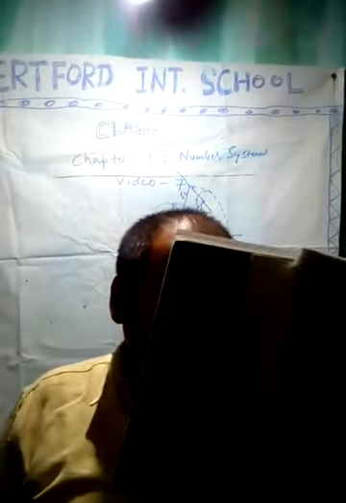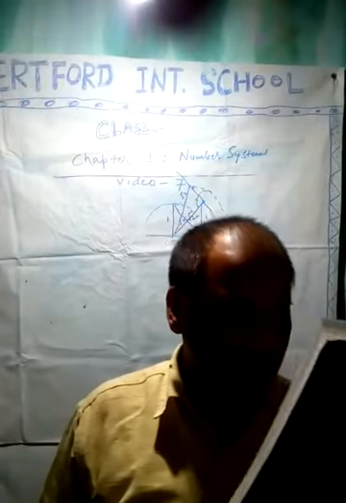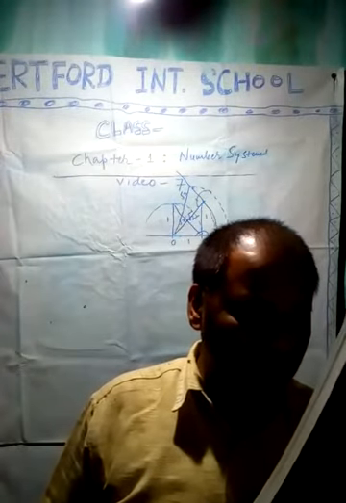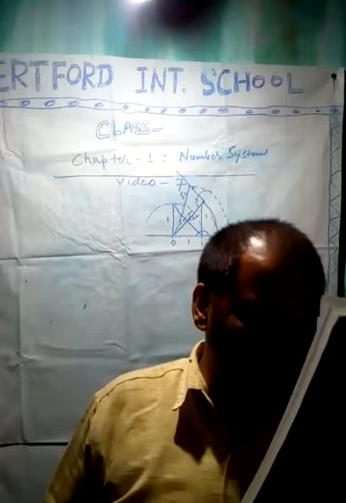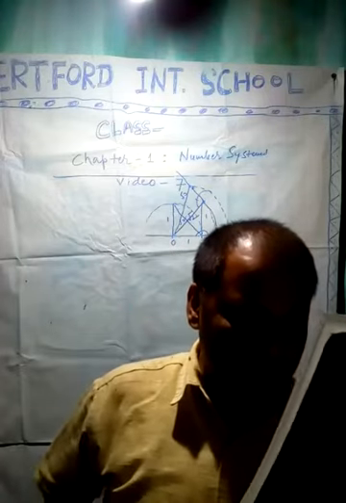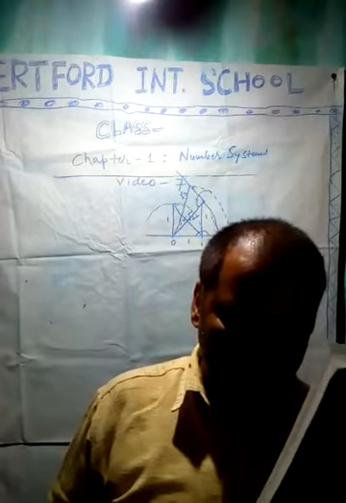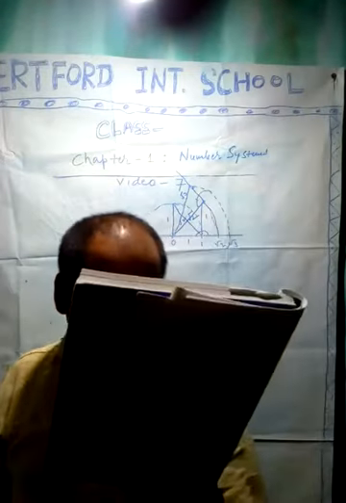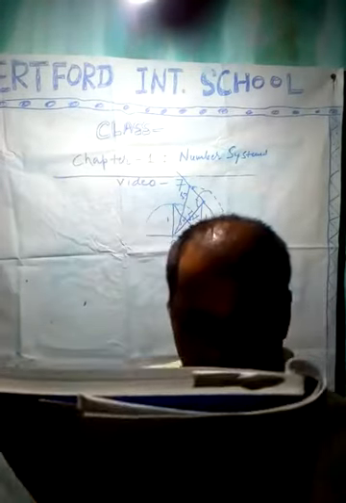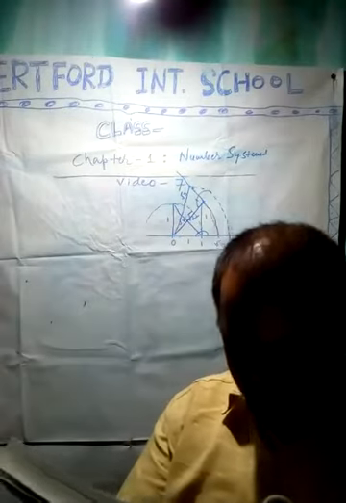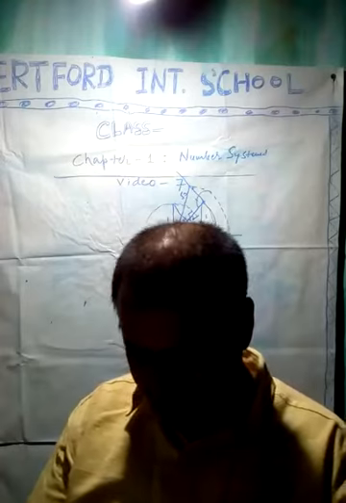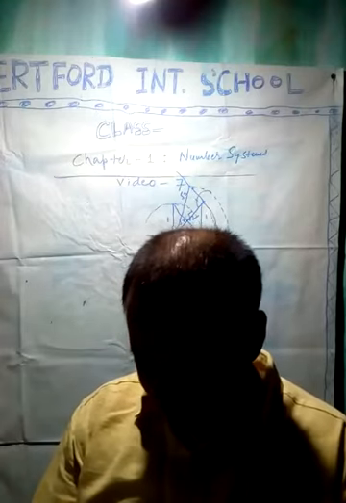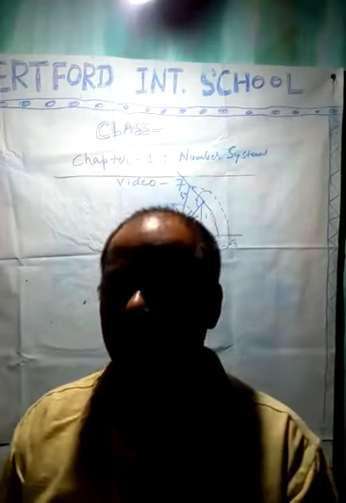So construct BD, here it is given. Construct BD of unit length perpendicular to OB as in figure. Then using the Pythagoras theorem, we see that OD is equal to root 3. Using a compass with the center O and the radius OD, draw an arc which intersects the number line at the point Q. Then Q corresponds to root 3.